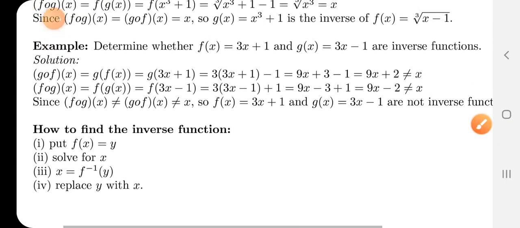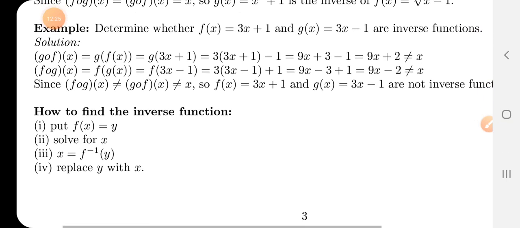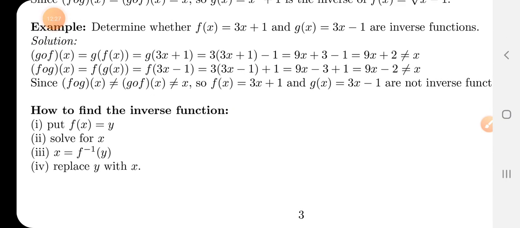Now in these previous two examples, both functions were given and you wanted to check whether they are inverses of each other or not. But in the next example, we will see how to find the inverse. For example, only one function is given and you have to find the inverse of that function. So what is the criteria?